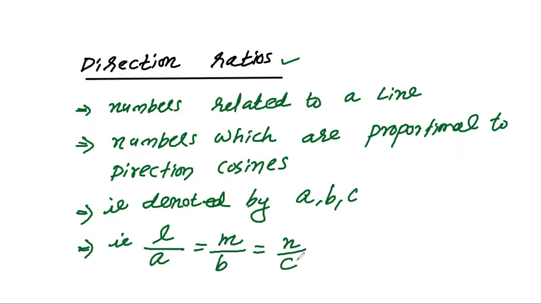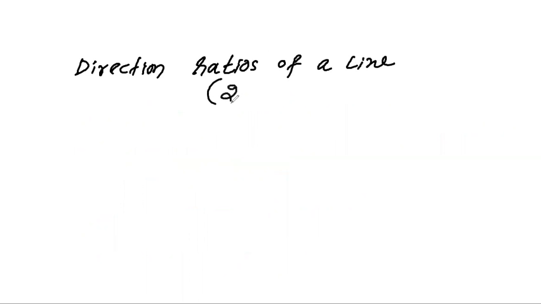In the case of direction cosines, there was a relation of L square plus M square plus N square equal to 1. In this case, that relation is not there. So that's about the direction ratios of a straight line. I think it's clear for you. Okay. Now, next topic: direction ratios of a line when two points are given.